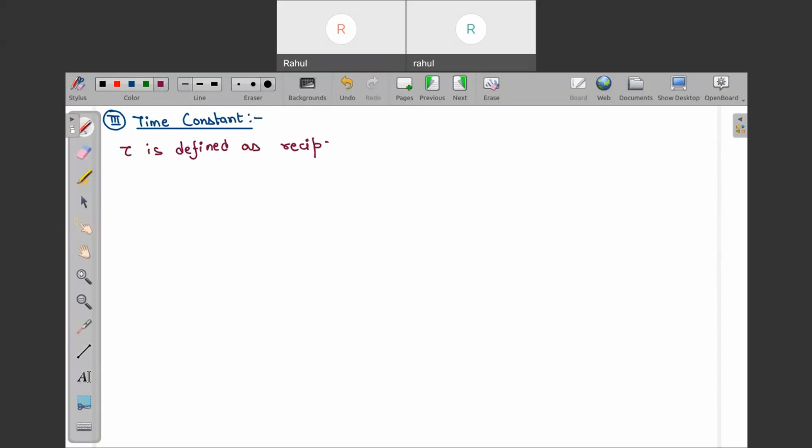reciprocal of magnitude of negative real root. Okay, or roots, whatever you want to say.